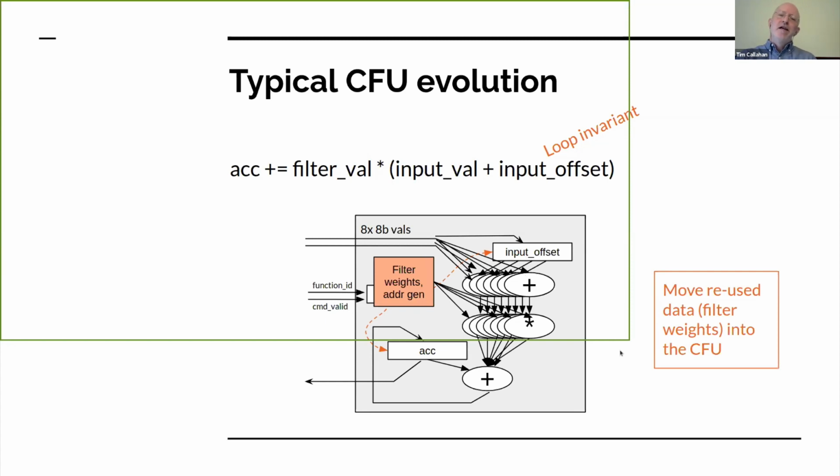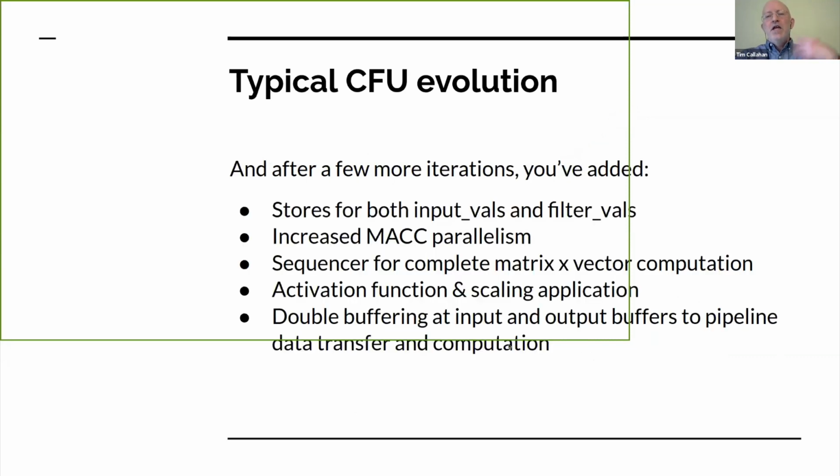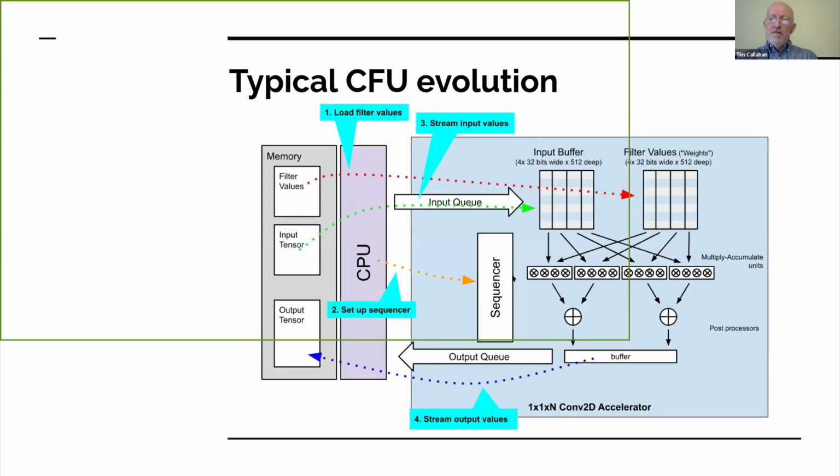And then you think, well, why am I moving the filter weights? Why don't I just store them in the custom function unit? And then you keep going through a number of steps. You eventually add a sequencer for doing a full matrix vector computation, move the post-processing of the accumulator, that is the activation function and the rescaling for quantization. And then finally you get something that looks like this. So while your sequencer is grinding away at one chunk, you're streaming in the input values for the next chunk by double buffering. And at the same time, you're streaming out the value that you computed the last time.